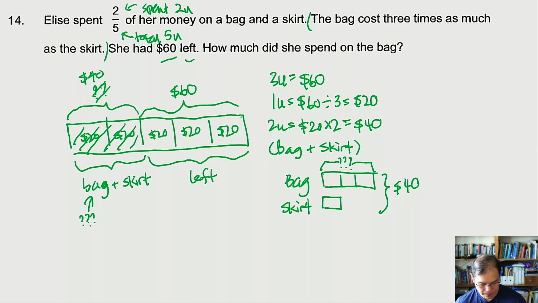Okay, so $40 is 1, 2, 3, 4 parts here. So if I want to find, one part is $10. The bag takes up 3 parts. So the bag costs $30. This is the cost of the bag.